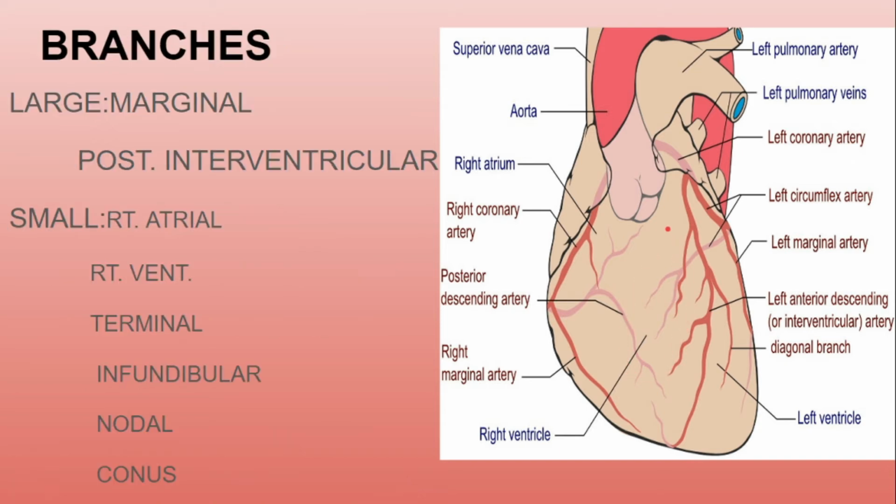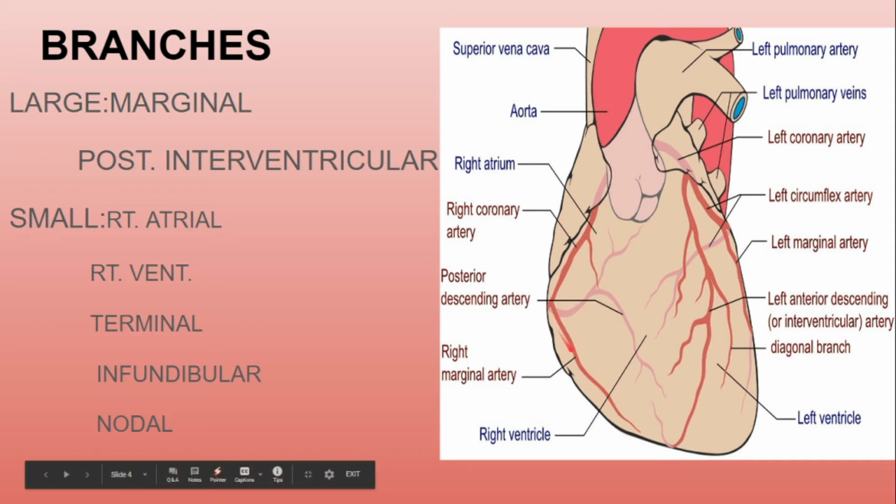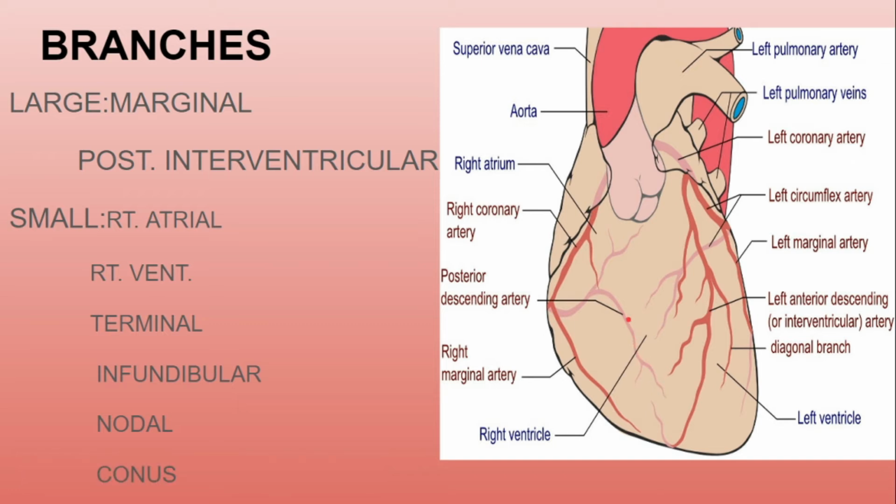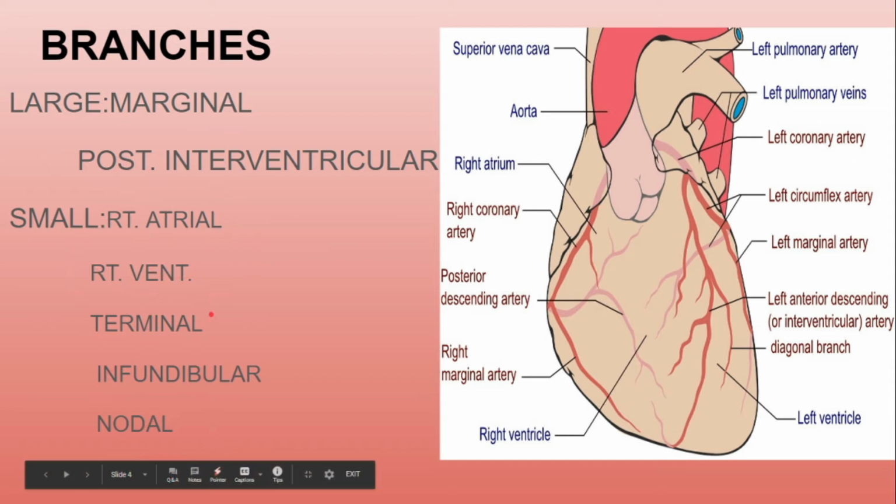Now the branches. First of all, there are two large branches. This is the marginal branch and over here the posterior descending branch, which will go in the interventricular groove at the diaphragmatic surface. And the small ones are right atrial, right ventricular, terminal, infundibular, nodal and the conus. Now to remember this, there is one mnemonic I made, that is TINC. Right atrial and right ventricular are easy to remember, but you can remember the other four by remembering the word TINC: Terminal, infundibular, nodal and conus.